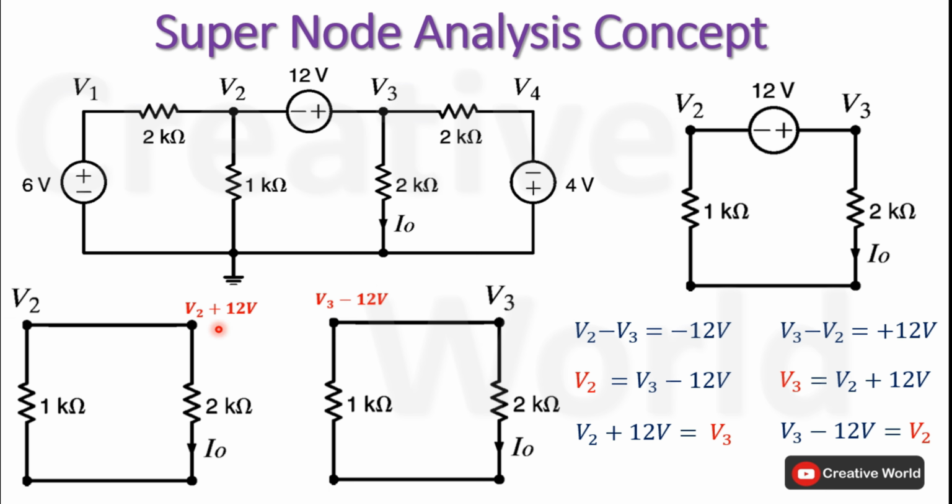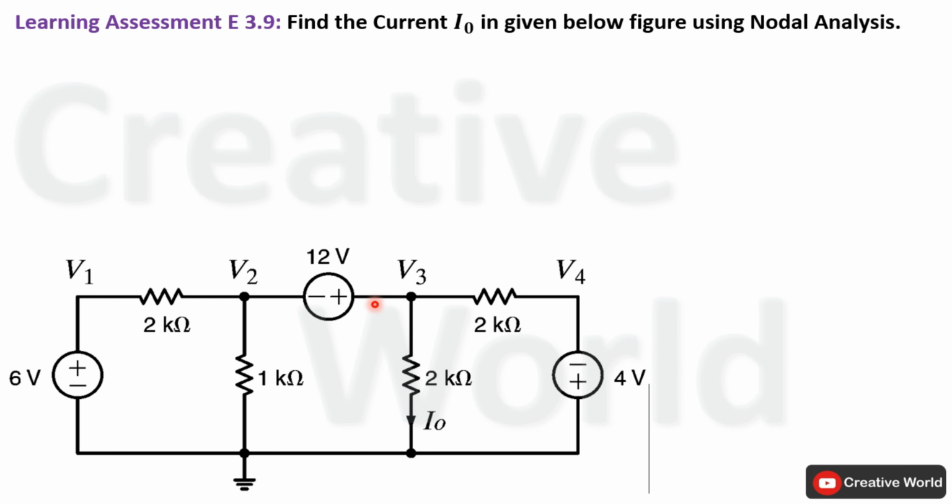Now move back towards the problem. First of all, in this circuit we will form a supernode by merging this voltage source to either this node or this node.